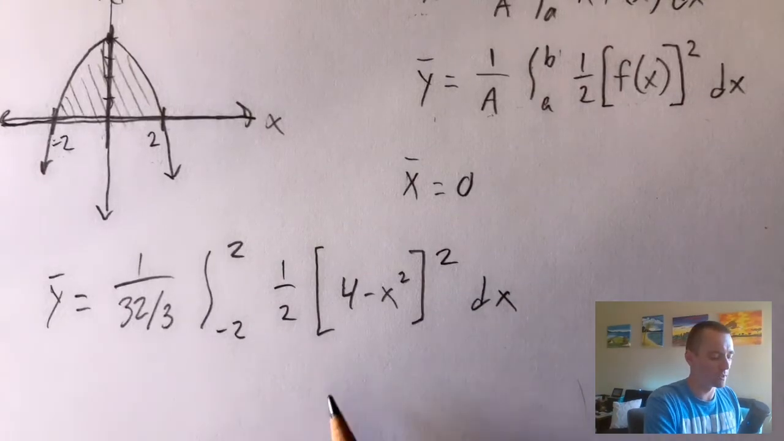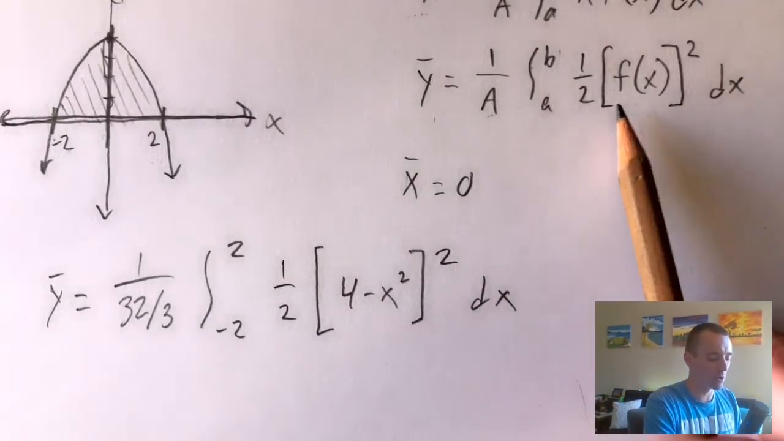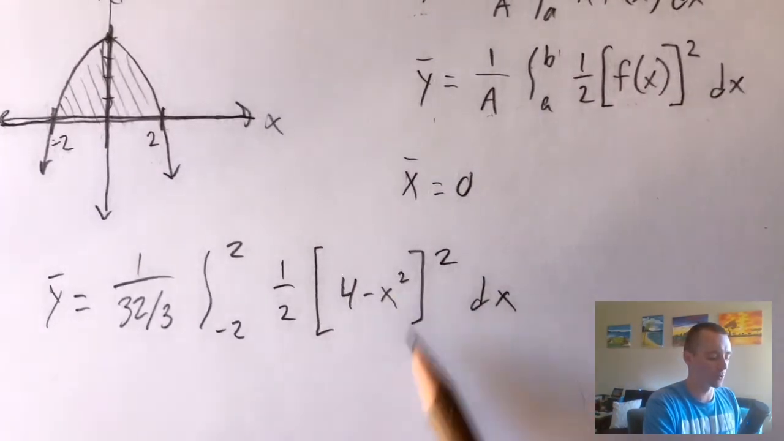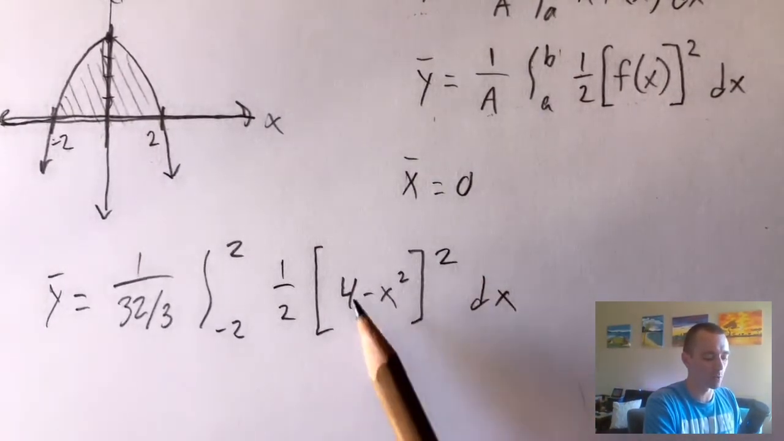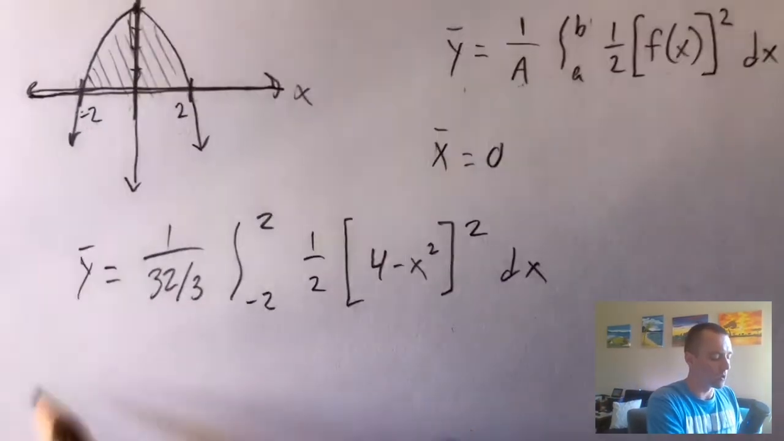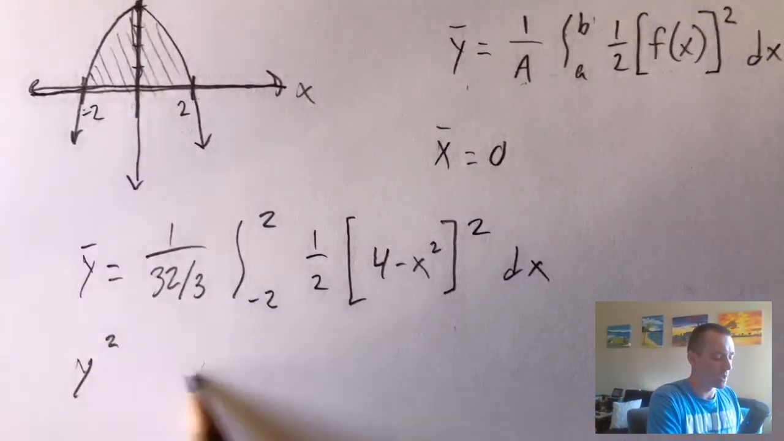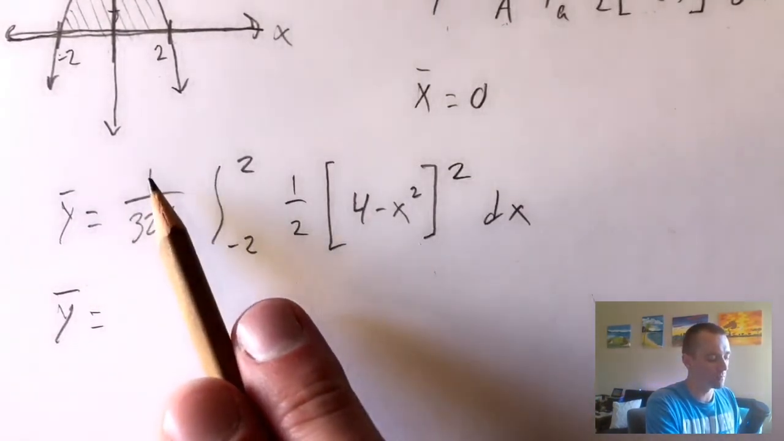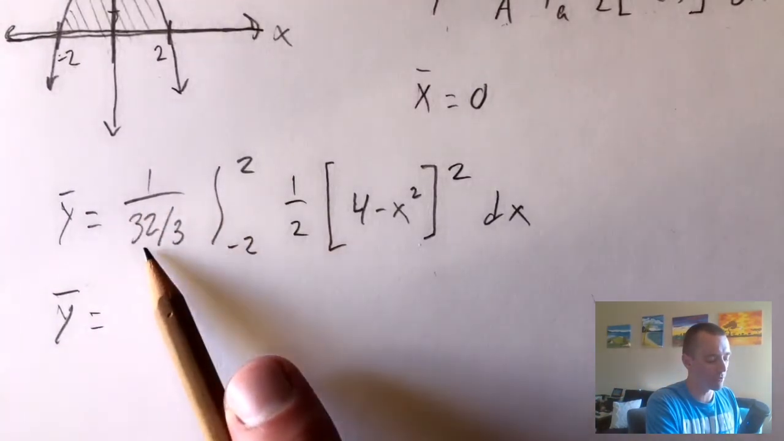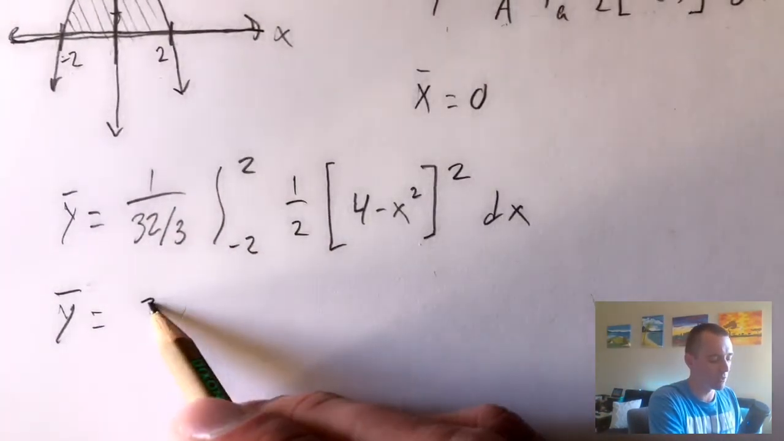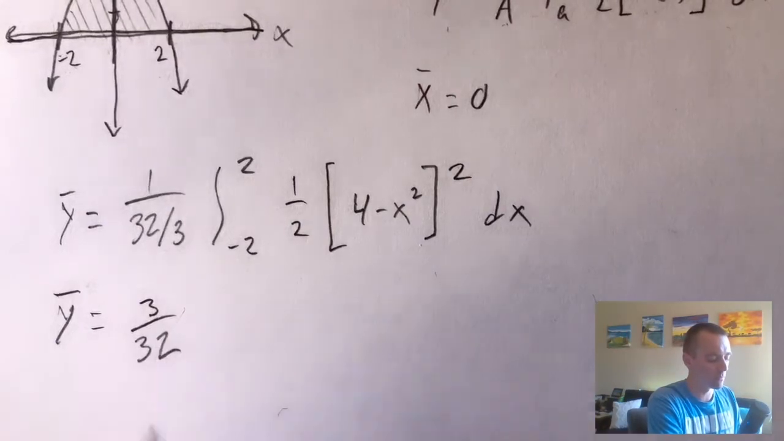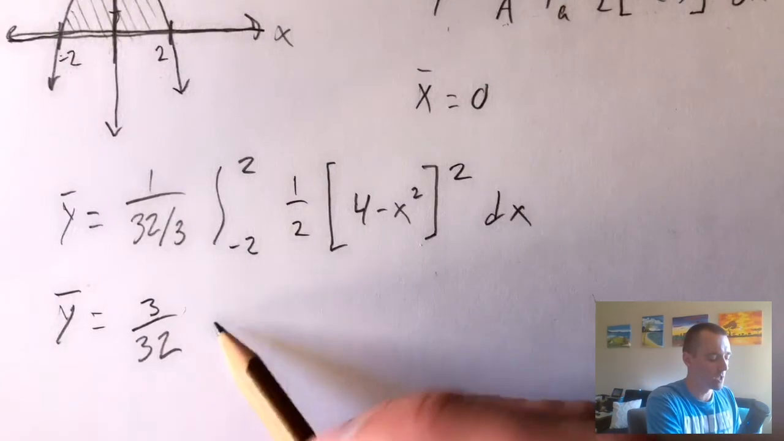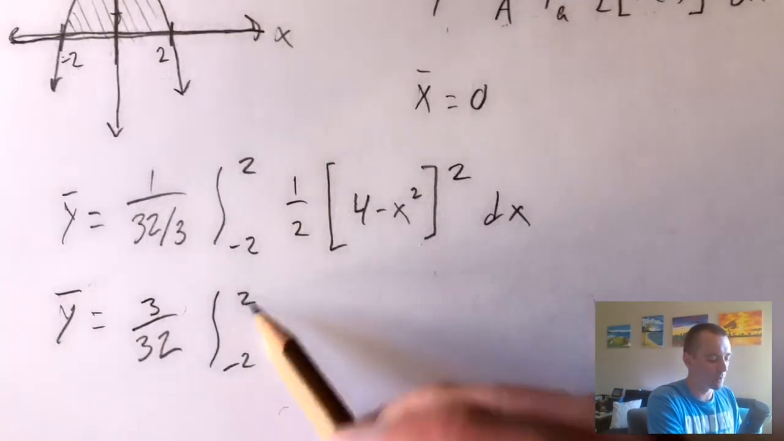I do want to point out, it is important, remember when you're using this equation, that you put your f of x all in brackets or parentheses, because we want to make sure to square this whole function. So from here we can simplify things a bit. Whenever you have a fraction in a denominator like this, 1 over 32 thirds is the same as 3 over 32. We can flip that denominator and bring it all into just one fraction. Then we'll have the integral from negative 2 to positive 2.